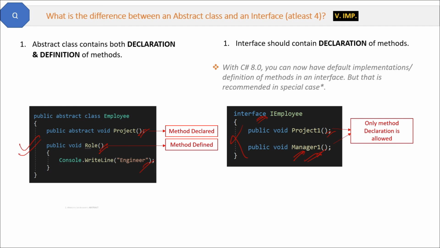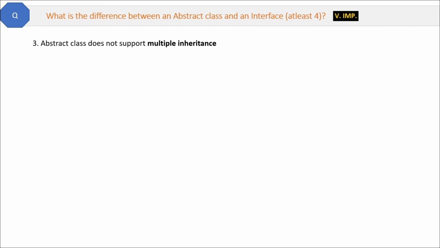Second difference is quite obvious and easy. Abstract classes use the abstract keyword and interfaces use the interface keyword. Now, one very important difference is abstract class does not support multiple inheritance in C Sharp, whereas interface supports multiple inheritance. Okay, let me show you the same in code.